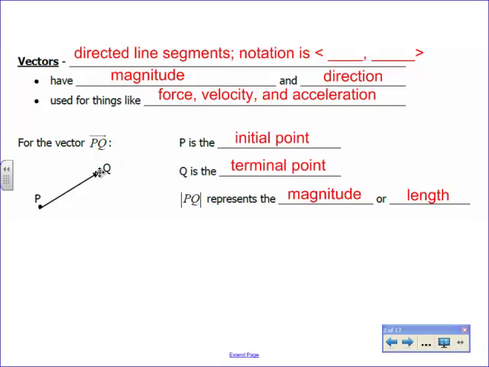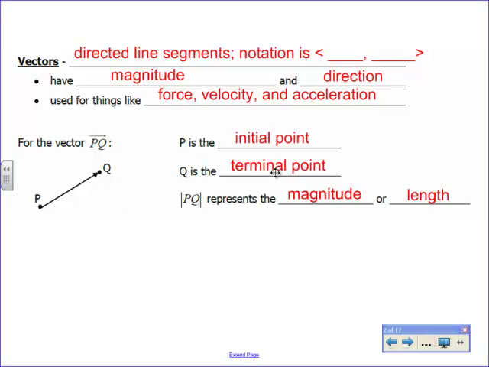Notice the notation for PQ looks similar to the notation that we had in geometry for rays. However, this vector has an end point because it is a segment and it will not continue in the one direction. Point P in the picture is the initial point, initial meaning starting. Point Q is the terminal point, terminal meaning ending.